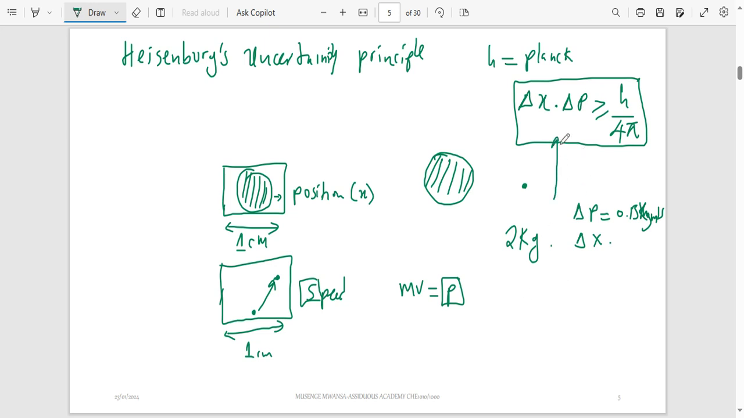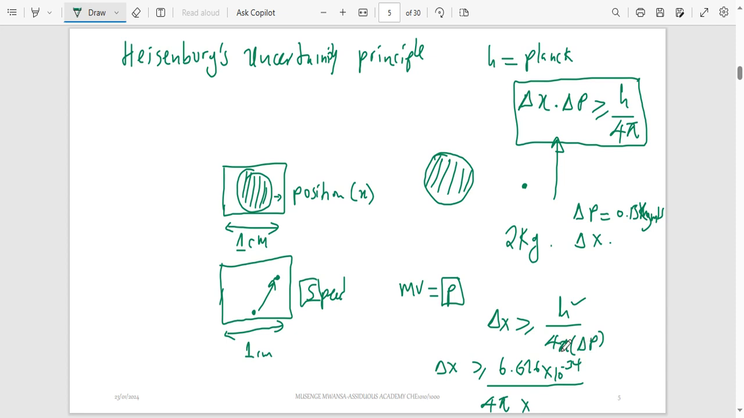So you can just come here, make delta x the subject of the formula. So divide both sides by delta p. Therefore delta x will be greater than or equal to h over 4 pi multiplied by delta p. Here h is Planck's constant, a constant as you can see. So that will be 6.626 times 10 to the power negative 34 divided by 4 pi, we know pi is just a number, multiplied by delta p.